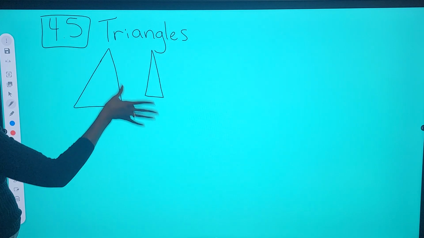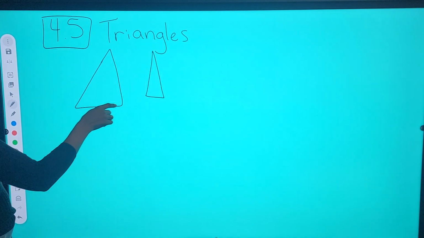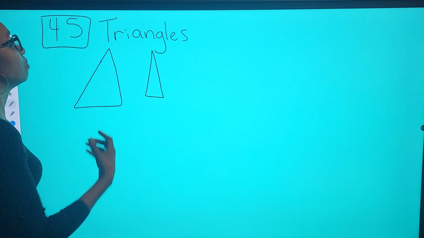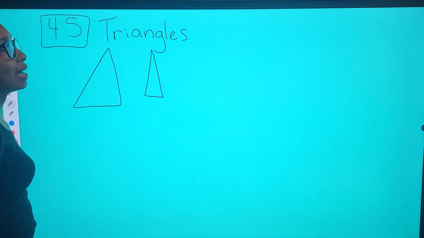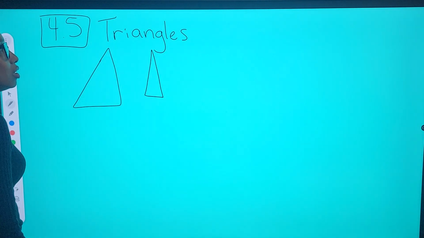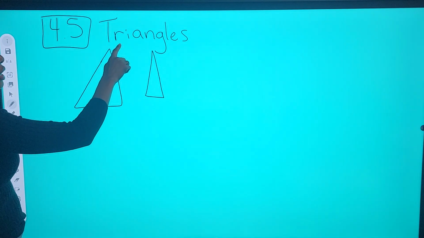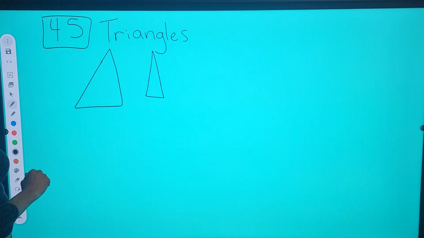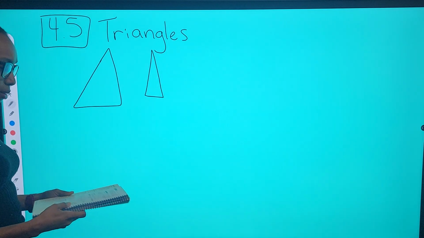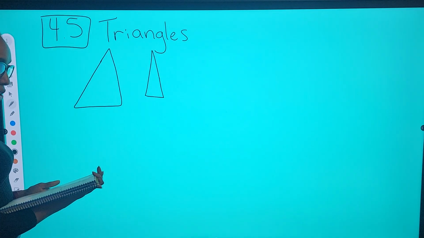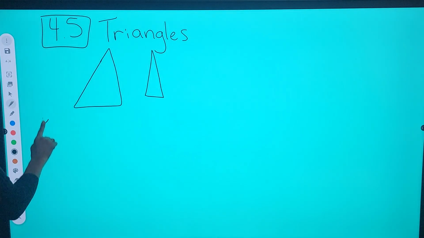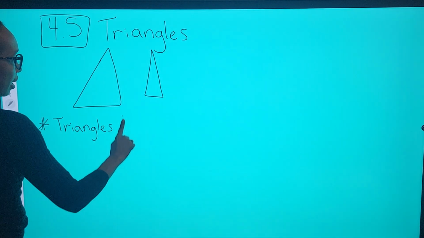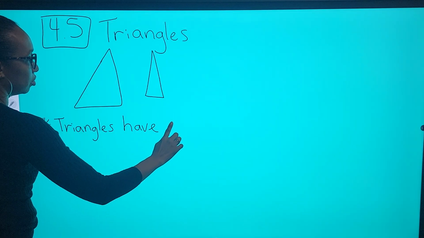They can face up, they can face down. The different kinds of angles in the triangle can be different. They just have to have three sides. Based on the name triangles, we can also identify that there are going to be three angles in our triangle, which are found at each of the corners or the vertexes of the shape. So some things we want to note is that triangles have three angles.